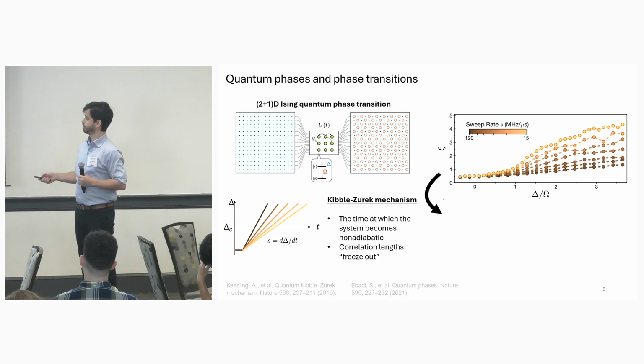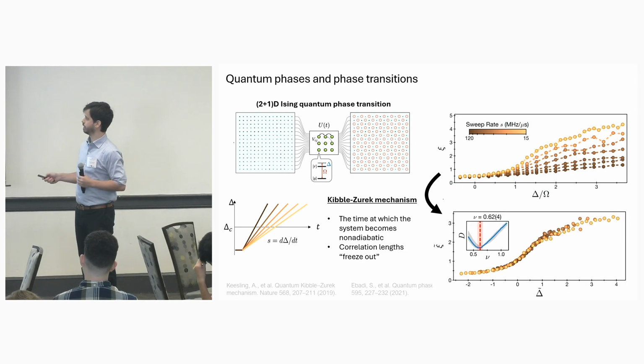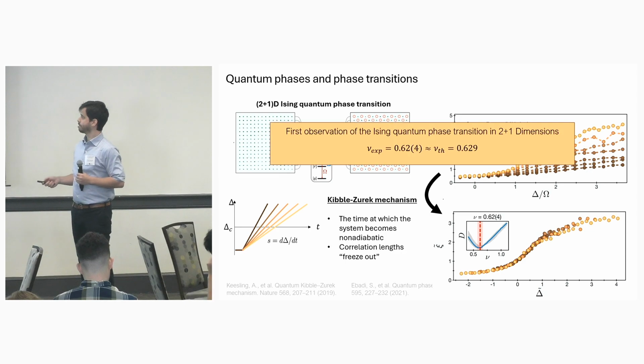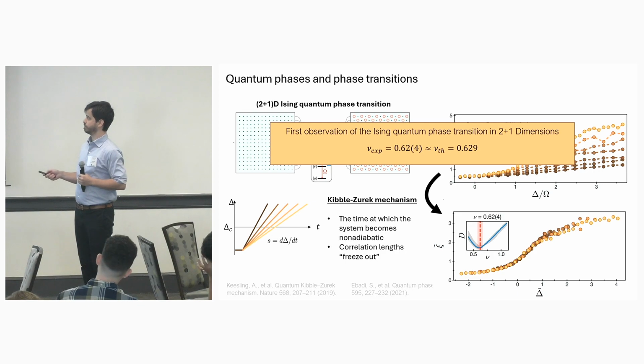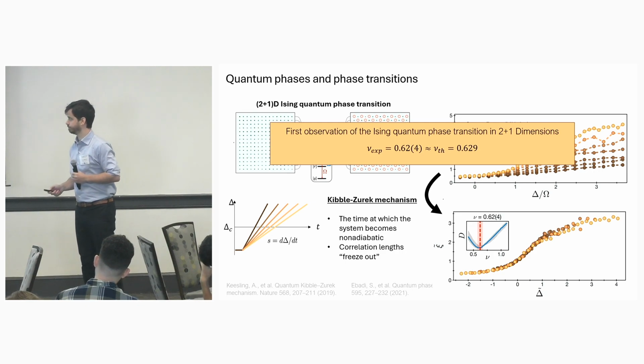And so the Kibble-Zurek theory tells us that these are related by this critical exponent, by a power law. And so we can see that we can really collapse all of these and extract this number for the critical exponent. And this number matches pretty well with theory. So we do think that we have really a handle on this quantum phase transition here.